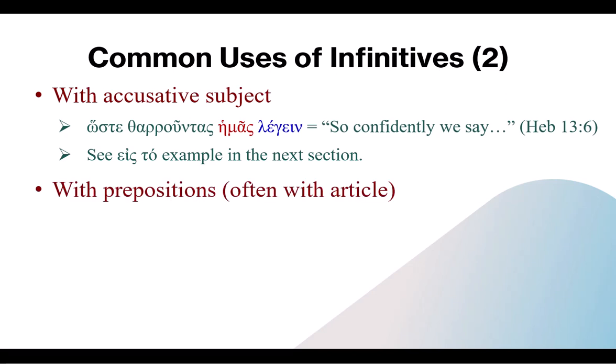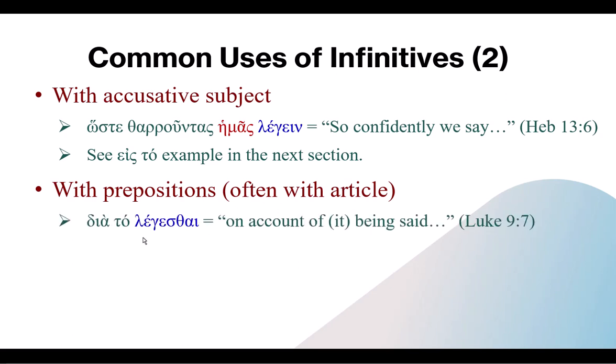Infinitives are also often used with prepositions and often with the article. So dia to is a good example. Dia to, and we have legesthai. We have a passive infinitive here from legō. So we have dia to would be on account of, and then here we have the passive infinitive, on account of it being said. So the sort of passive idea.